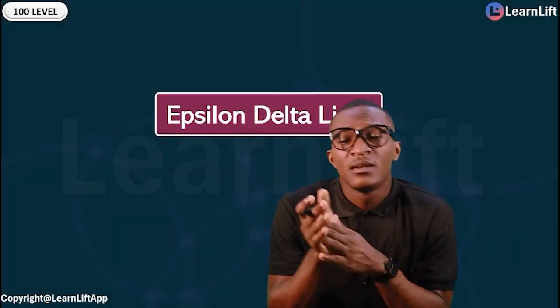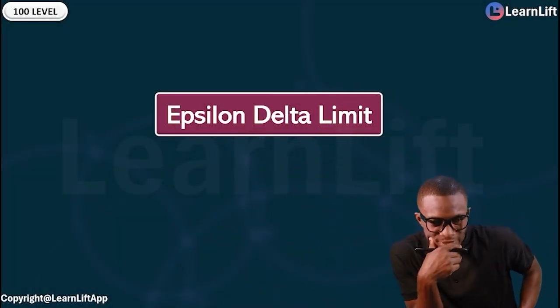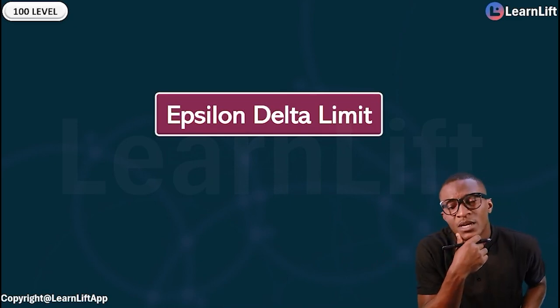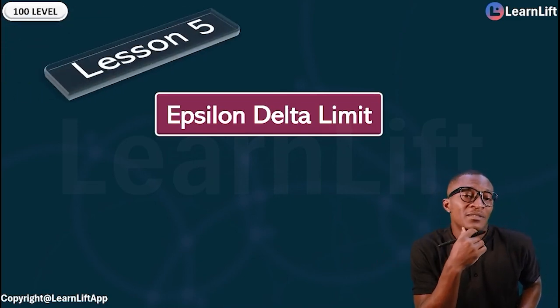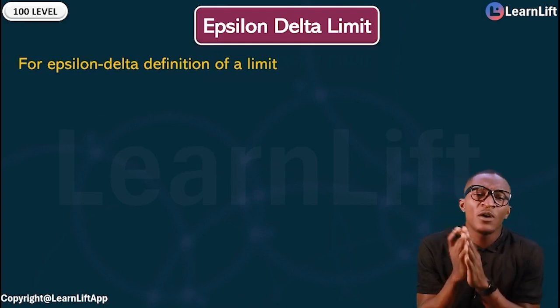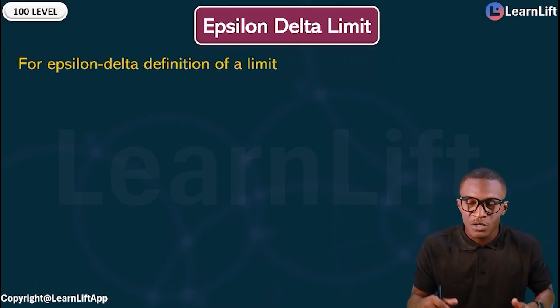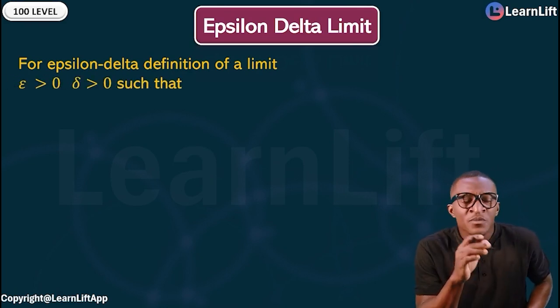Hello guys. Now quickly, since we have done your sort limit, let's now go to your epsilon delta limit. What's epsilon delta limit? First, this will be our lesson 5. Let's give the definition for your epsilon delta limit. Very simple, just calm down, follow my definition, you good. With the definition, you've captured everything.